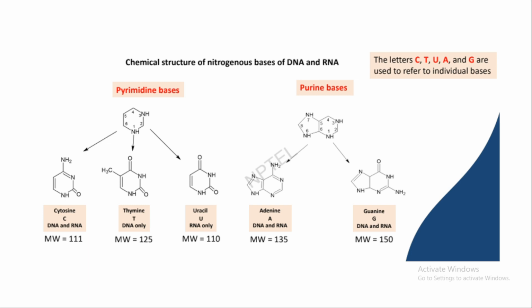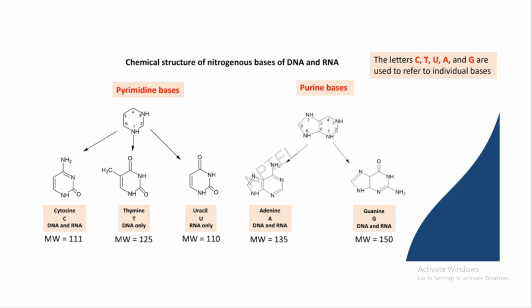If you see in this chart, there are 3 pyrimidine bases and 2 purine bases. The names pyrimidine and purine come from the ring that is present in these nitrogenous bases. Pyrimidine bases have a pyrimidine ring with side chains. Cytosine, thymine and uracil are pyrimidine bases, and purine bases have purine rings, and adenine and guanine are the purine bases. Okay.